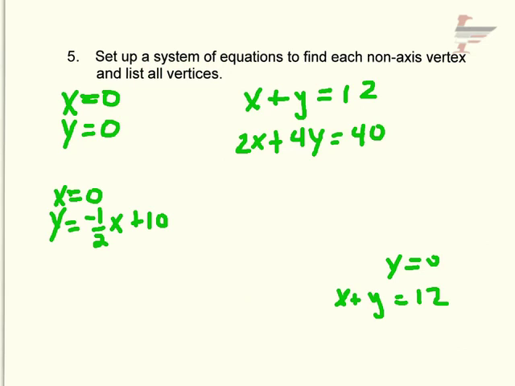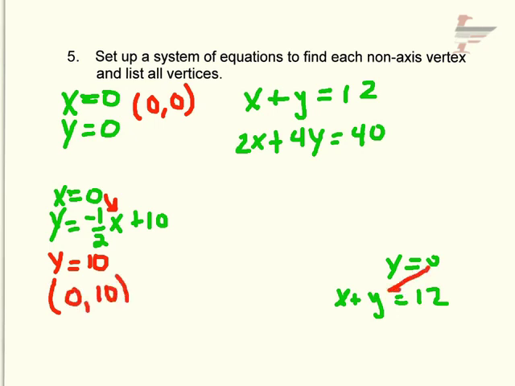So first of all, we have to solve our system of equations. So we would have 0, 0. When we plug 0 in for x here, we would have y equals 10. So we would have 0, 10. When we plug 0 in for y, we would have x equals 12. So we would have 12, 0.